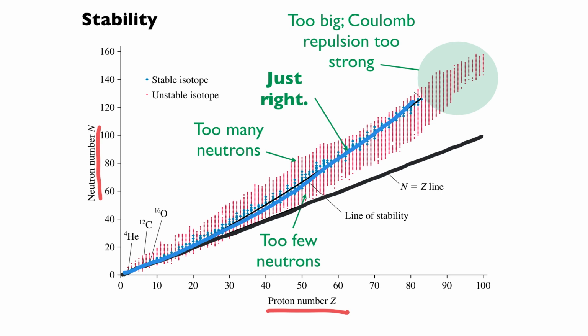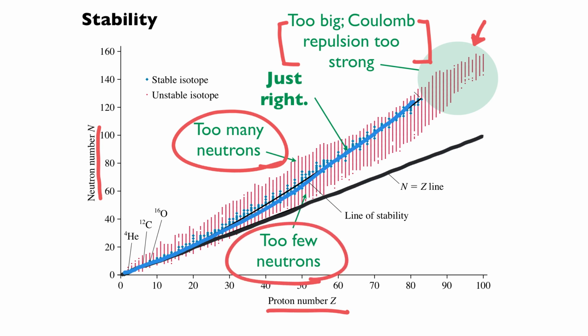Now, the strong force that holds the nucleus together only can act over a limited range. And so if nuclei are too big, the Coulomb repulsion is too much, and the nuclei will fall apart. There are no stable nuclei with an atomic number greater than 82. So there's this zone up here where all the nuclei are unstable. And smaller than that, there's just a limited range of stable nuclei. If you're above the line of stability, that's too many neutrons. If you're below the line of stability, too few neutrons. And we will see examples of both kinds of nuclei in this chapter.